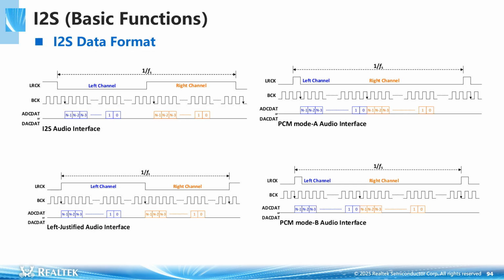For PCMA and PCMB data, LR clock is used as a frame synchronization signal. For PCMA format data, the MSB is always transmitted on the second bit clock pulse after the LR clock changes. For PCMB data, the MSB is always transmitted on the first bit clock pulse after the LR clock changes.